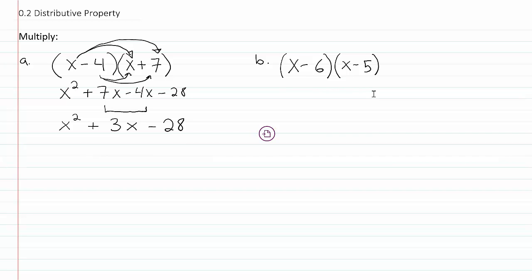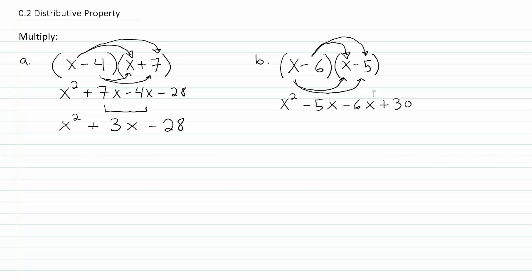All right, so let's begin with the x times x. So if I do x times x, I will end up with x squared. Remember, we keep the base and add the exponents. And if I do x times negative 5, I'll have negative 5x. All right, and then taking the 6, I'll have negative 6 times x. That'll give me negative 6x. And then finally, I have negative 6 times negative 5, which will give me positive 30.